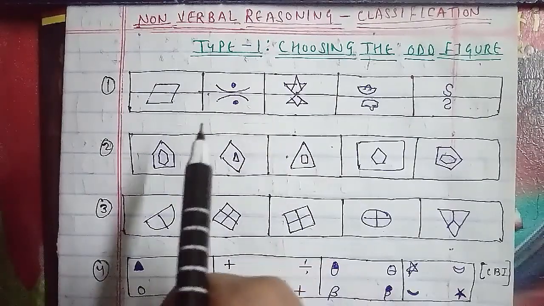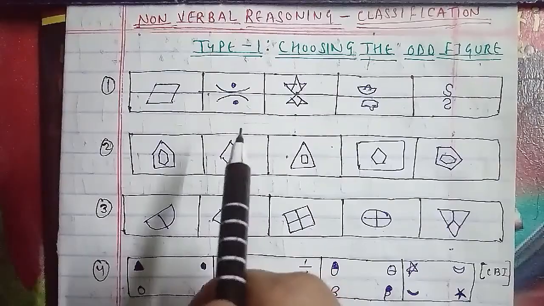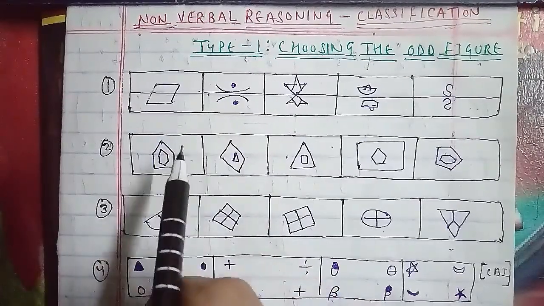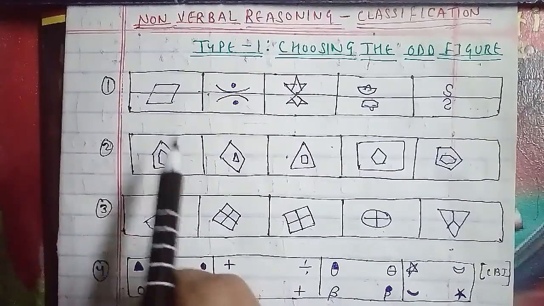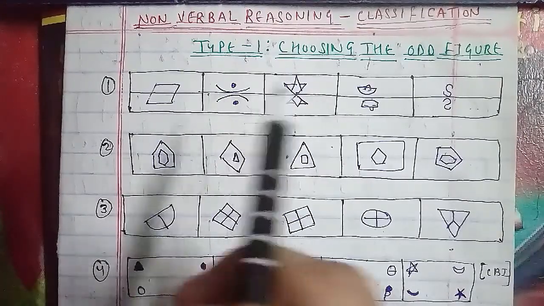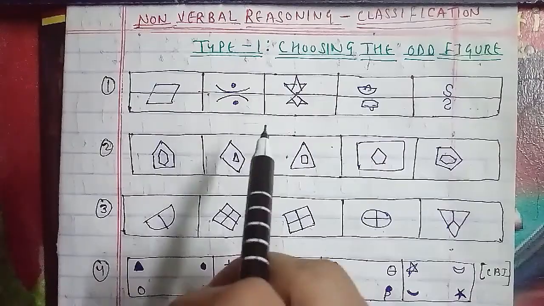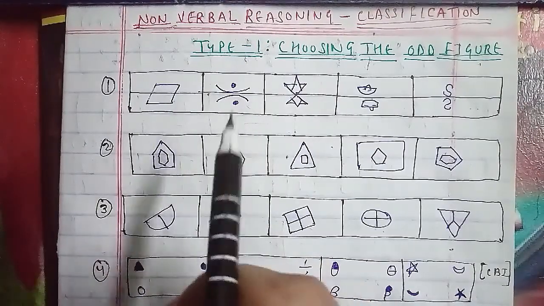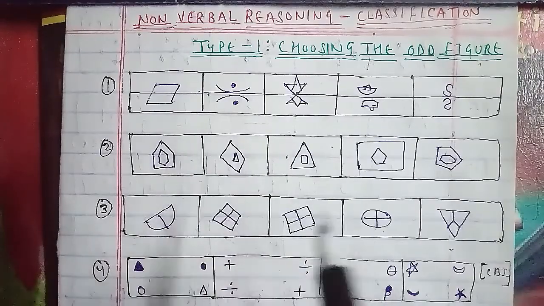Under this heading, we study the problems in which we are given 5 or 4 figures, out of which all except one are alike in some manner. So we have to select that exclusively different figure in the given set. We will do the following questions to make understanding easier.